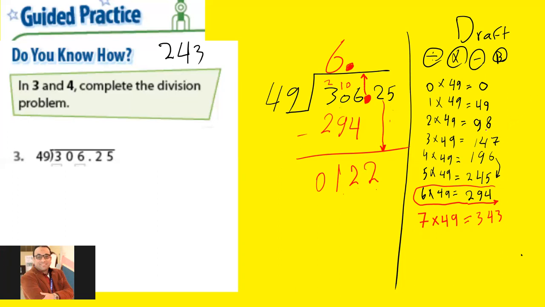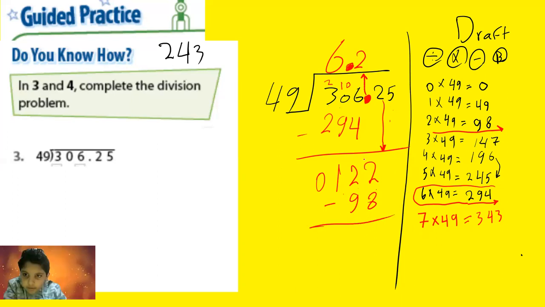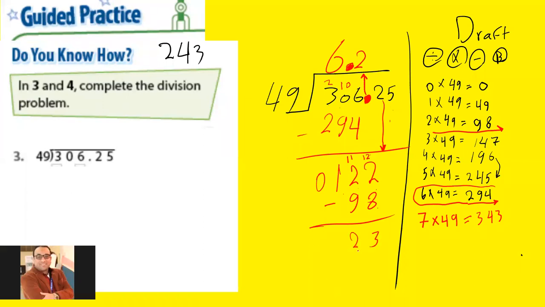Is there any number multiplied by 49 that gives you 122? No, and the closest one is 2. That comes from 2 by 49, which gave you 98. Start subtraction. 2 minus 8, we cancel, 12 minus 8 equals 4. 11 minus 9 equals 2.